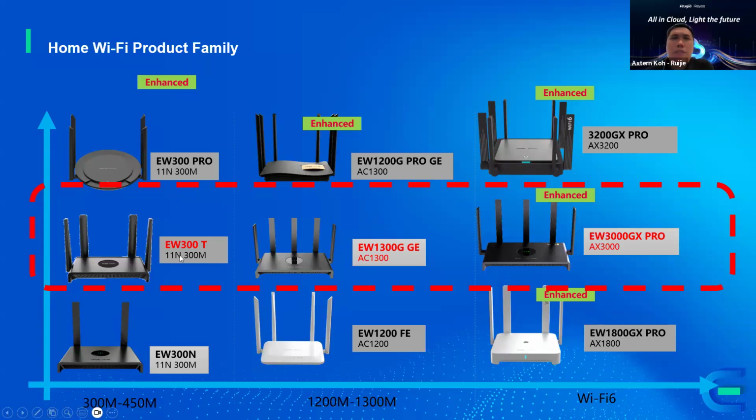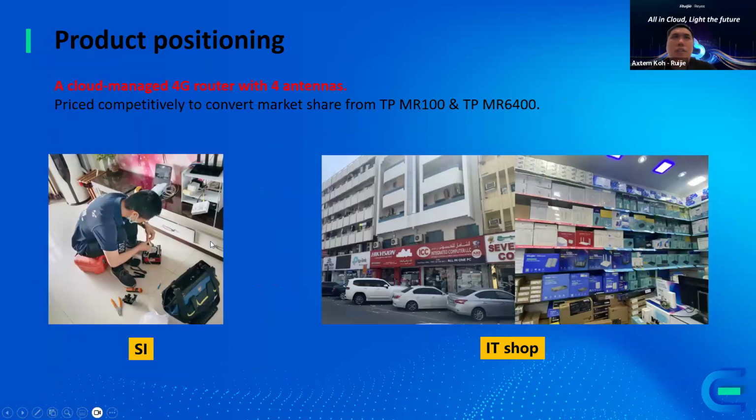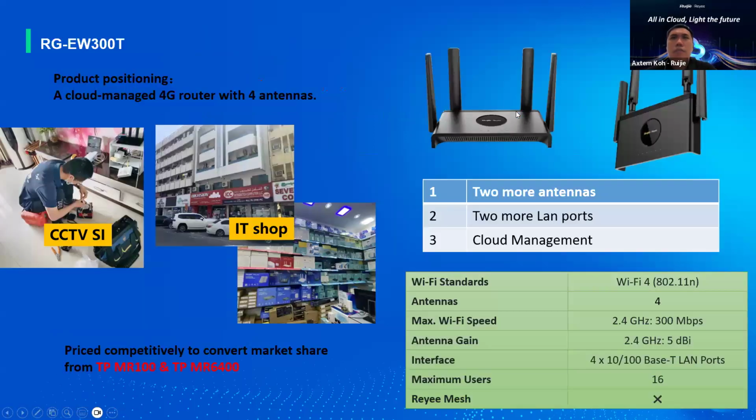And for this, what is the concept of the EW300T? The concept of the EW300T is a cloud manageable 4G router with 4 antennas. What we are going to compare with in the market right now is the TP brand MR100 or MR6400. So for the model we are comparing with the TP brand, we have 2 more LAN ports, 2 more extra antennas, and cloud manageable for this 4G router.